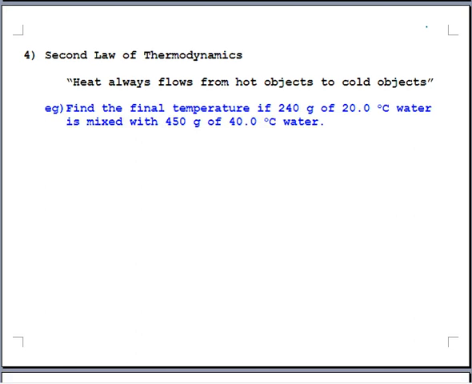So here we want to find the final temperature, and feel free to trim this down for yourself and just call that like TF. Find the final temperature if 240 grams of 20 degrees Celsius water is mixed with 450 grams of 40 degrees Celsius water. So here's how we're going to set up these mixing questions. We're going to do this.